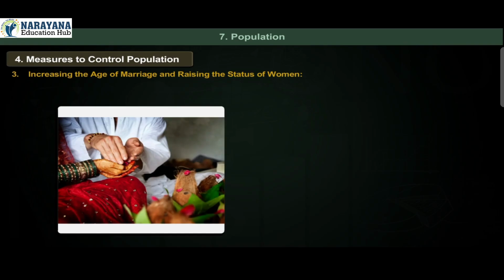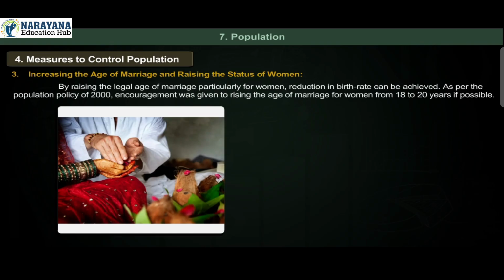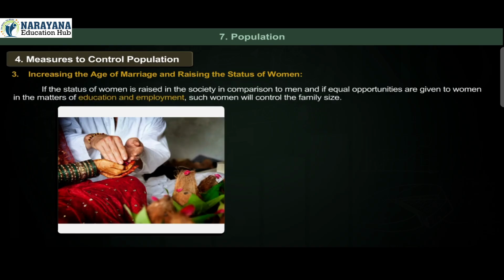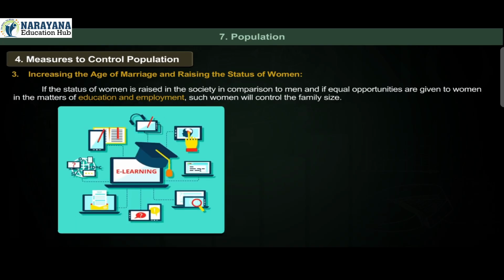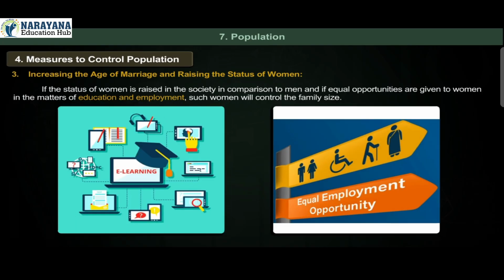Increasing the age of marriage and raising the status of women. By raising the legal age of marriage, particularly for women, reduction in birth rate can be achieved. As per the population policy of 2000, encouragement was given to raising the age of marriage for women from 18 to 20 years if possible. If women's status is raised in the society in comparison to men and if equal opportunities are given in the matter of education and employment, such women will control the family size.